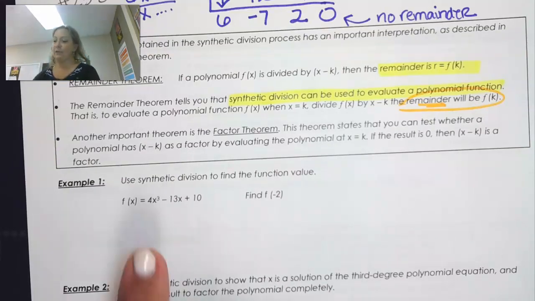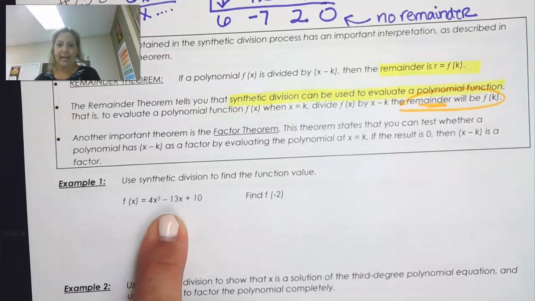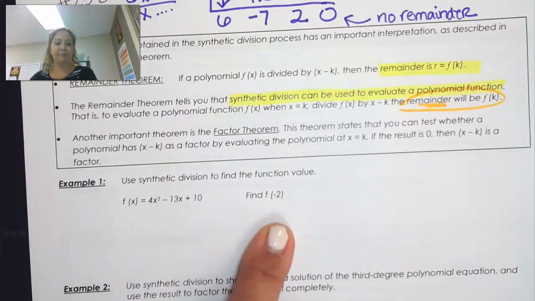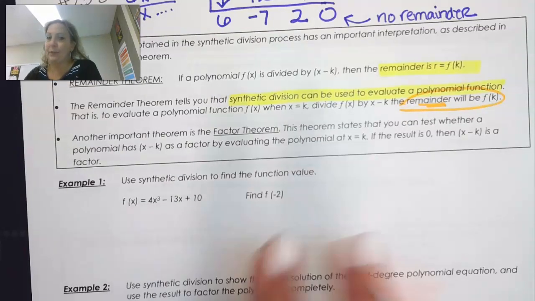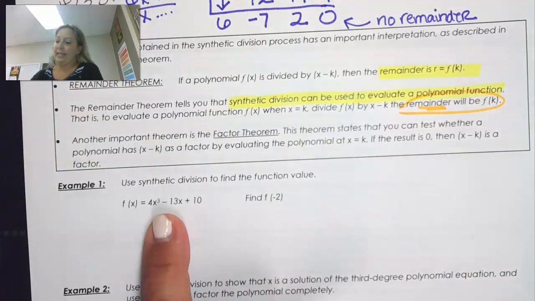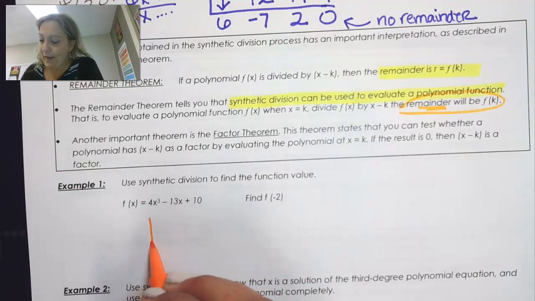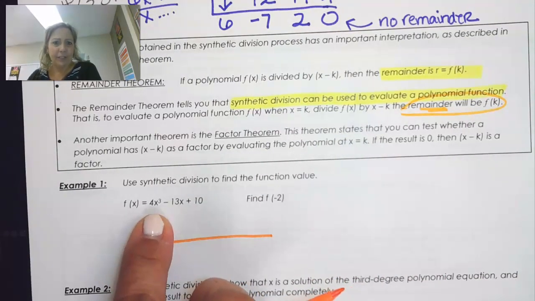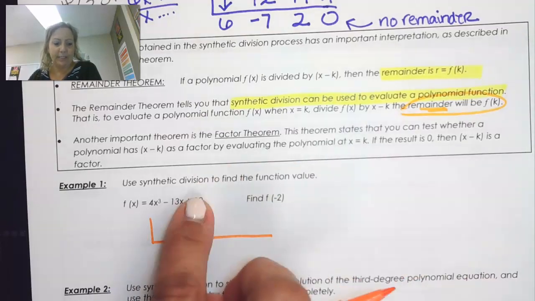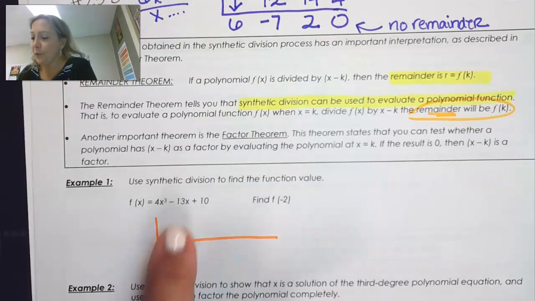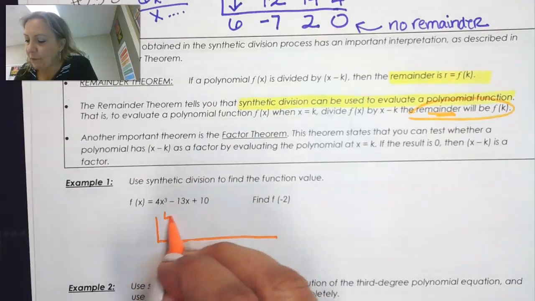We have f of x equals 4x cubed minus 13x plus 10, and it wants us to find f of negative 2. So what we can do is use synthetic division to help us evaluate instead of substituting negative 2 in. And you might say, why would I do this? Well, there's a lot of powers and order of operations that you have to follow if you substitute this in. But using synthetic division, all we're doing is multiplying and adding. It's really nice. So let's start with the coefficient 4.